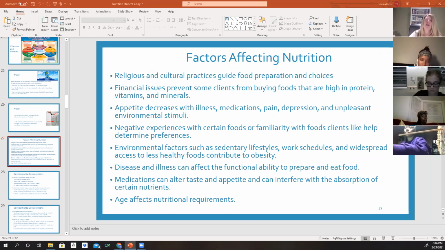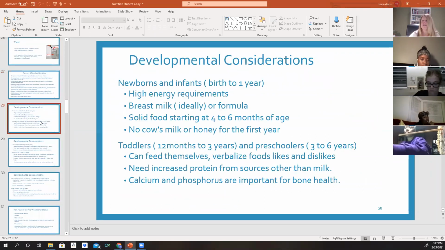Medications can alter a person's taste and their appetite and can interfere with absorption of certain nutrients. And then age also affects our nutritional requirements. As patients get older, they tend to have less of an appetite, and foods taste different.